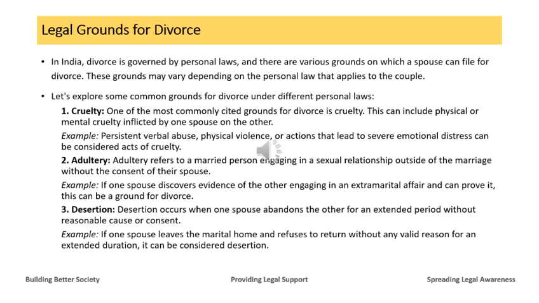Second thing is adultery. Adultery refers to a married person engaged in a physical relationship outside the marriage without the consent of their spouse. Even if one spouse discovers that the other person is engaged in an extramarital affair, this is a very solid ground for divorce in India. And third thing is desertion. Desertion occurs when one spouse abandons the other for an extended period without a reasonable cause and consent.